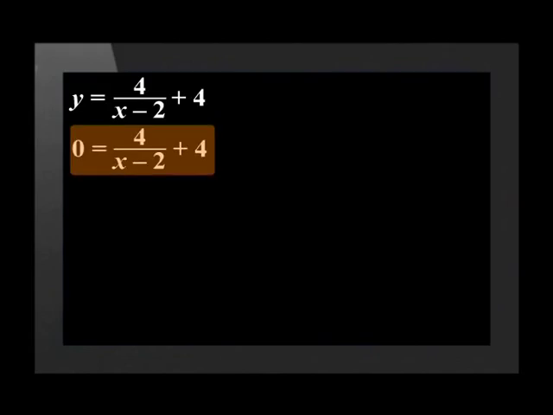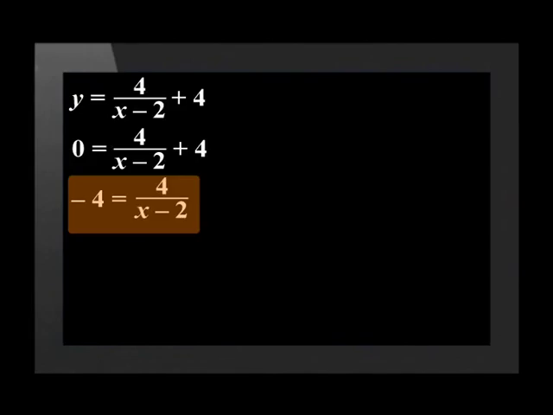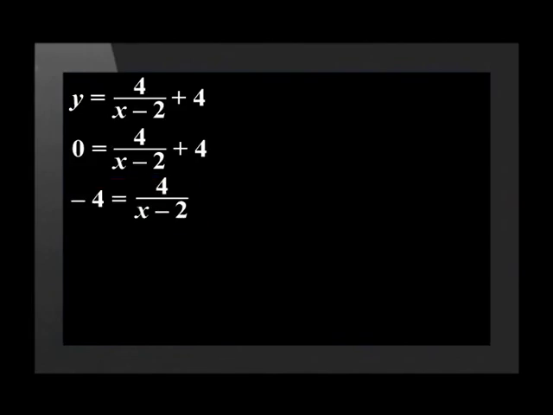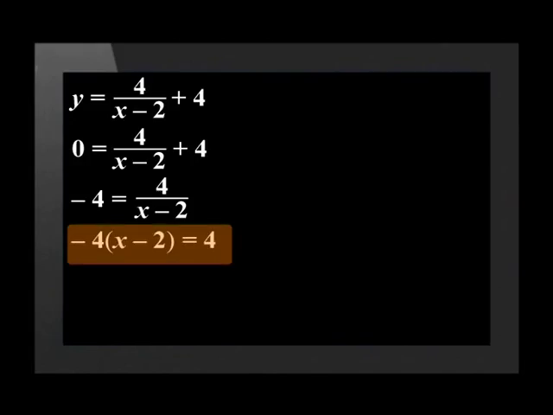To find the x-intercept, we let y be equal to 0. This gives us 0 is equal to 4 over x minus 2 plus 4. By subtracting 4 from both sides, we get negative 4 equals 4 over x minus 2. Next, we multiply both sides by x minus 2. This gives us negative 4 times x minus 2 equals 4.